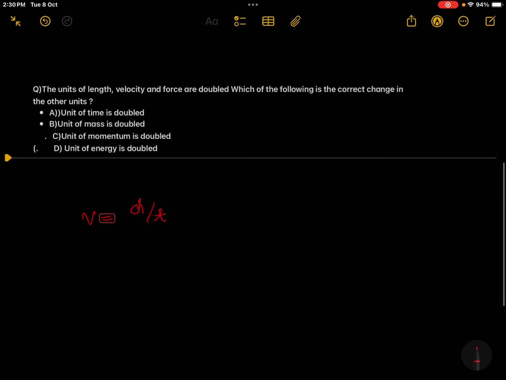The velocity is basically displacement upon time. Now they said that the velocity is doubled and the length is also doubled. So this velocity is doubled when we double the distance, the length or displacement. It means that the time is not changing, time is constant.